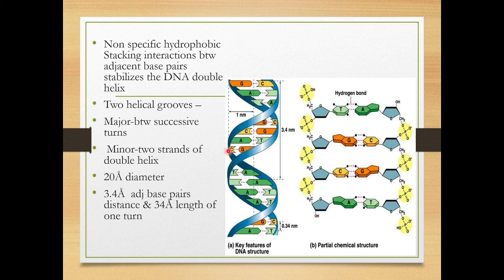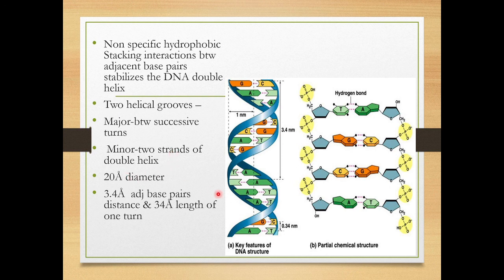And between the two strands, this is one strand, this is the opposite strand, there forms a small groove. This is called the minor groove. So there are two helical grooves, major grooves and minor grooves.